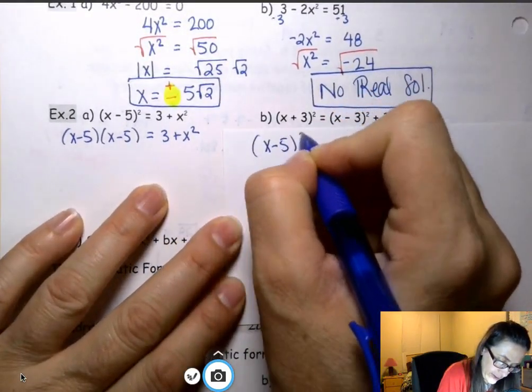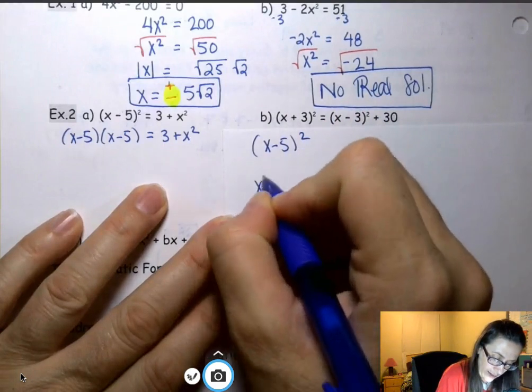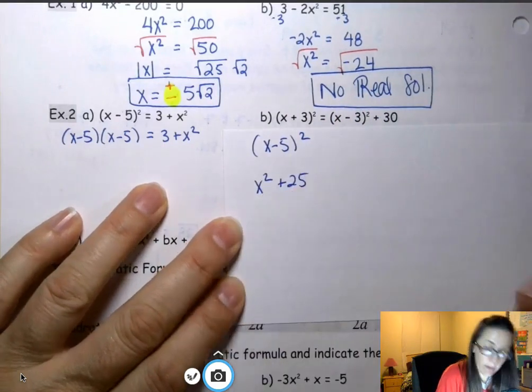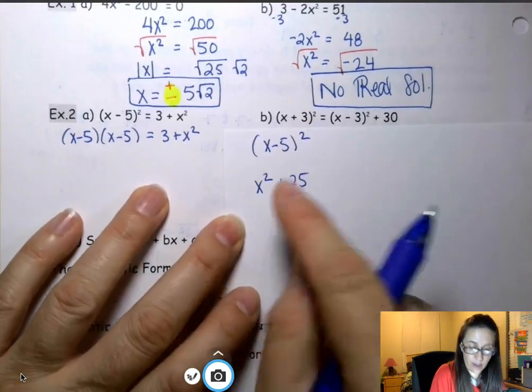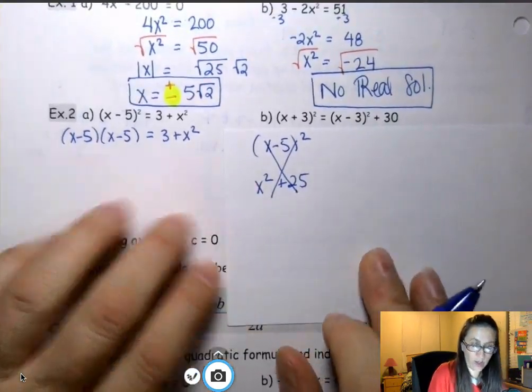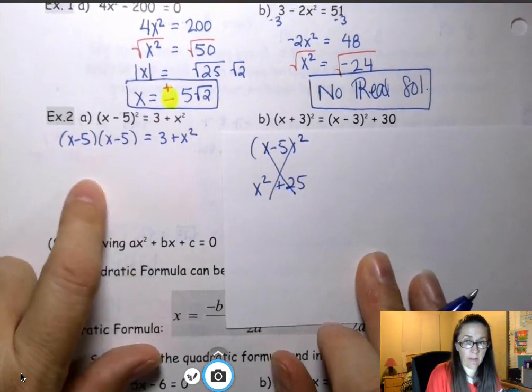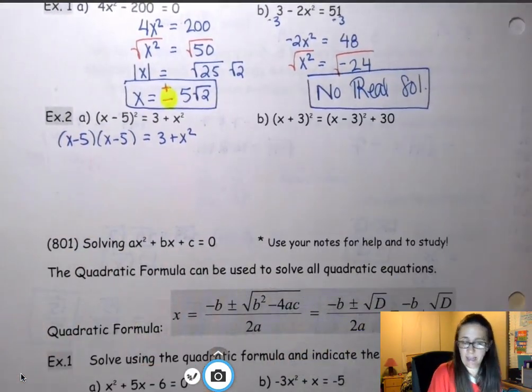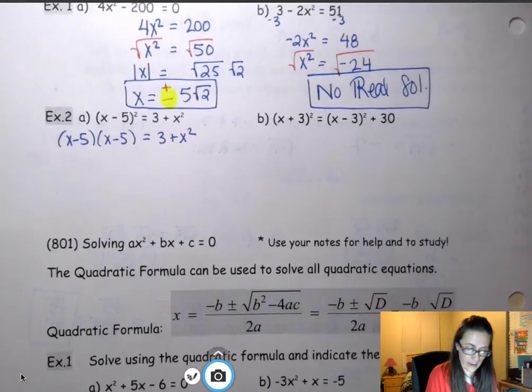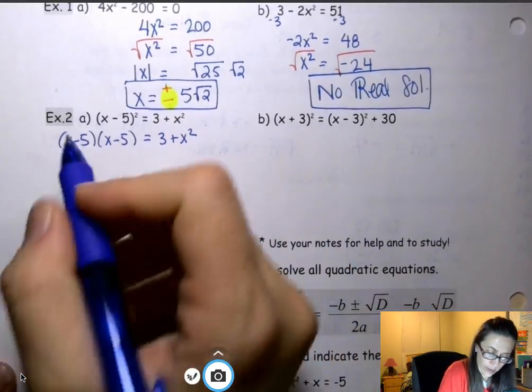x minus 5 squared, and you wrote x squared plus 25, and a lot of us did that. If this is the mistake you're making, you need to make sure you write it out every single time. Okay? Make sure you write it out. It takes, what, another 3 seconds to write that out? And now we're going to FOIL.